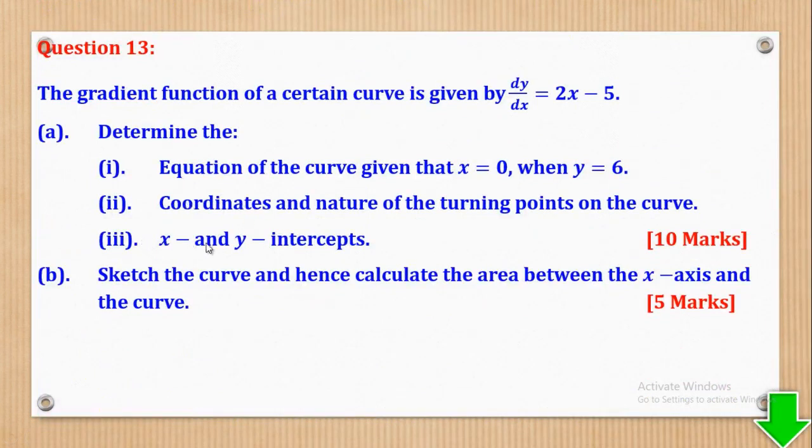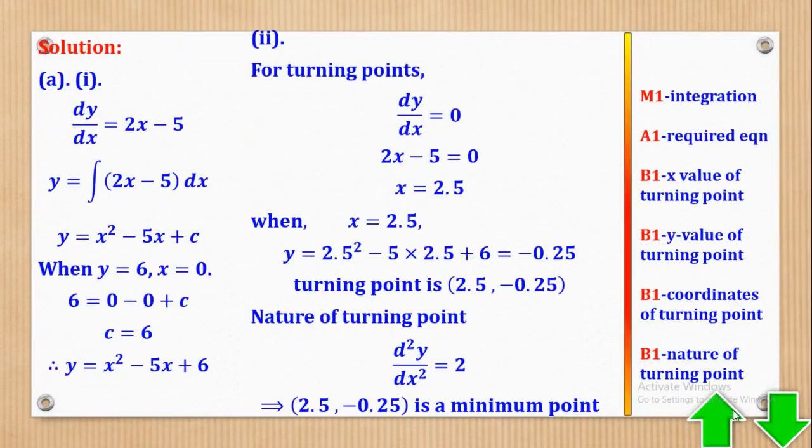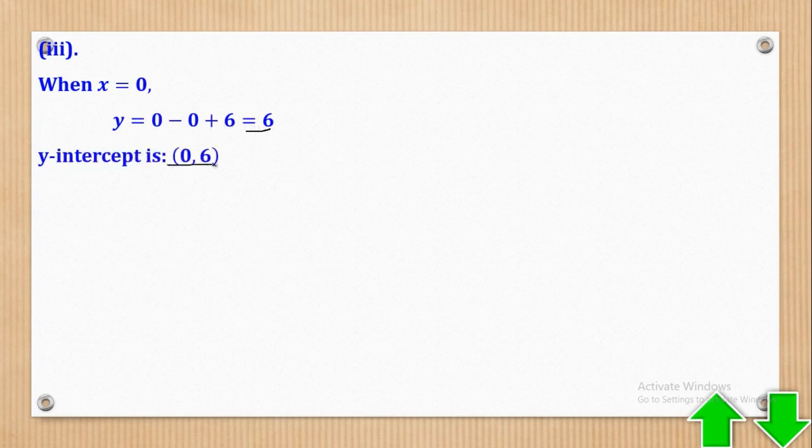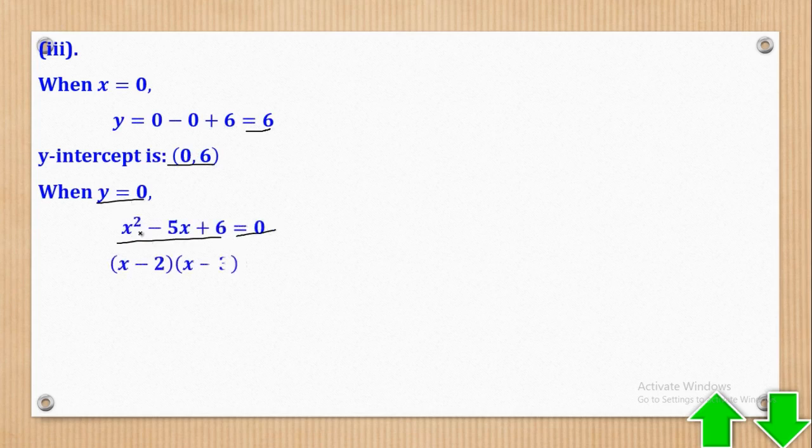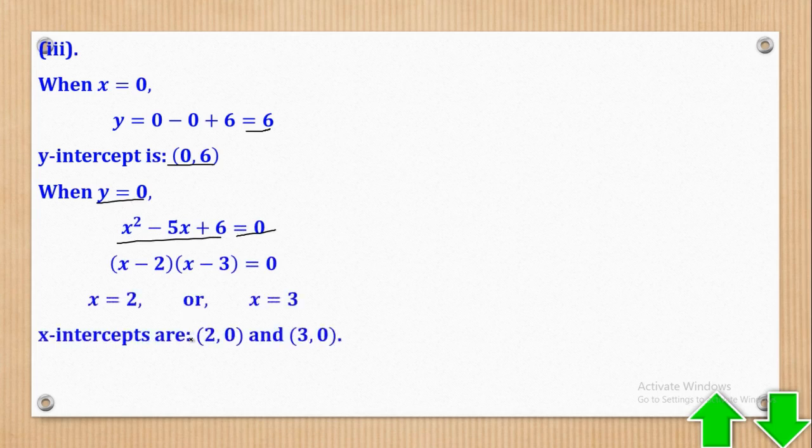So Roman 3, they wanted the x and y intercepts. For the y intercept, x is equal to 0. So when x is equal to 0, y will be 6. Therefore, the y intercept will be 0, 6. Then for the x intercept, y is equal to 0. Therefore, this will be equal to 0, and this is quadratic. So we can factorize and get the corresponding values of x. Therefore, the x intercepts are 2, 0 and 3, 0.